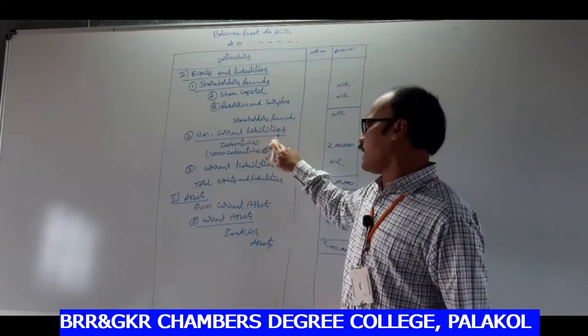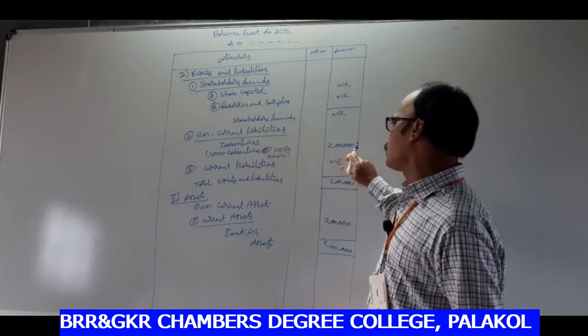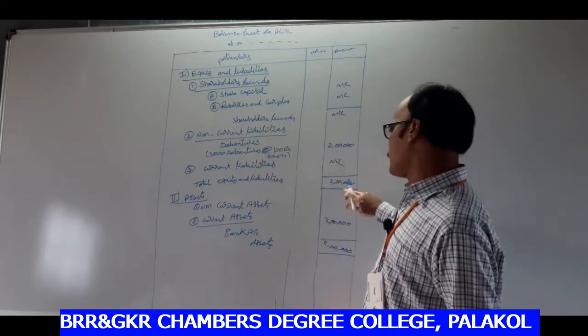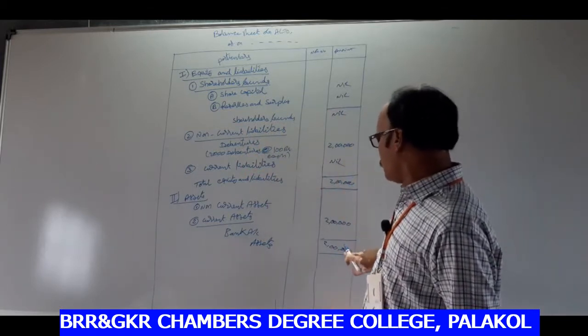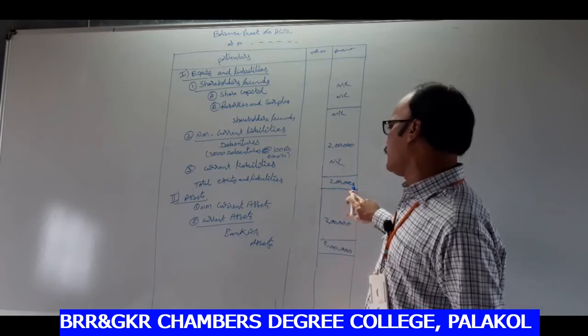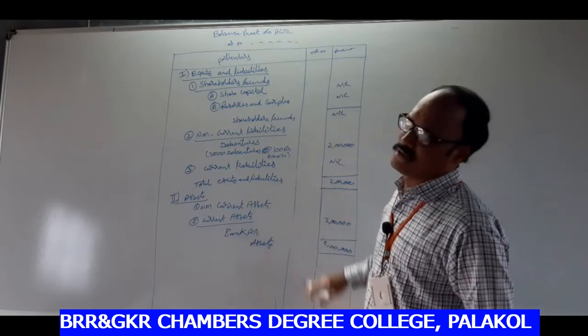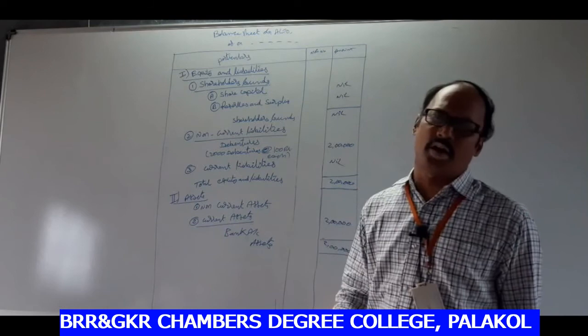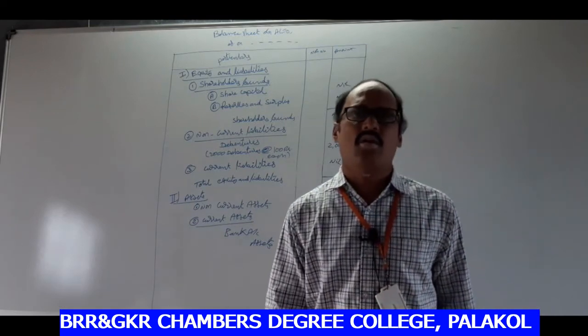So under non-current liabilities, debentures balance 2 lakhs. So total assets are 2 lakhs and total equity and liabilities are 2 lakhs. So this is the simple problem for the issue of debentures.